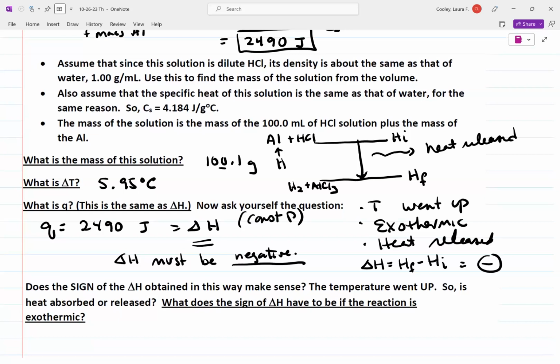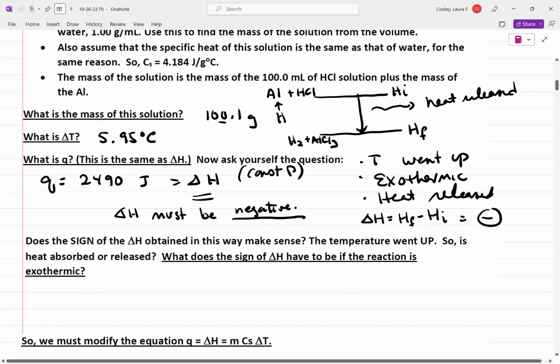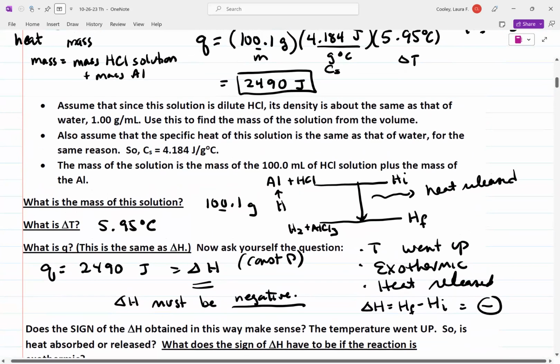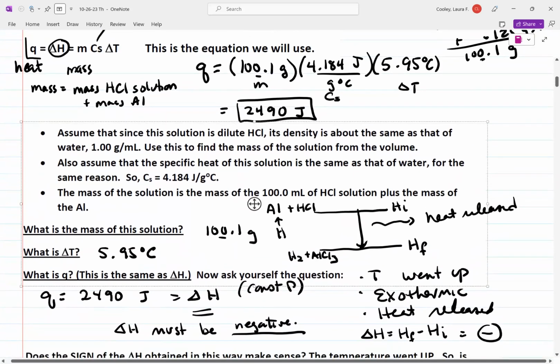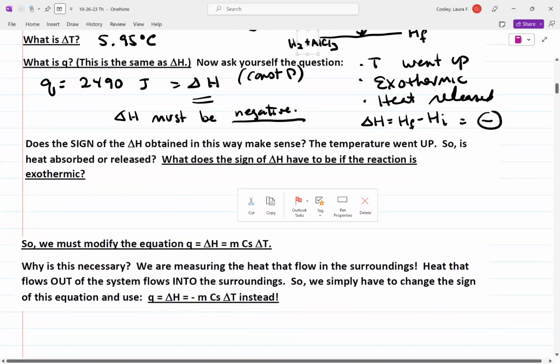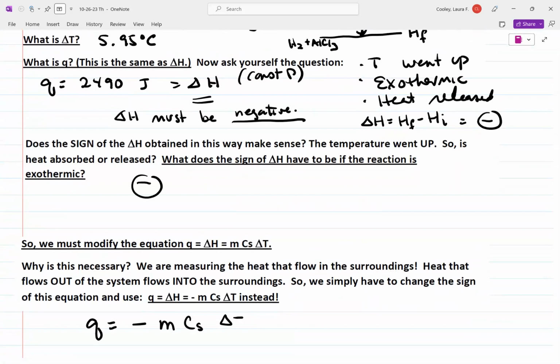So what we need to do is we have to change this equation a little bit, that this MCS delta T equation is not quite right. And we actually have to make it Q is minus MCS delta T in order to make the sign be negative, because this is positive, this is positive, this is positive. Okay, now why would we have to do that? And the reason is because where are we measuring the temperature?